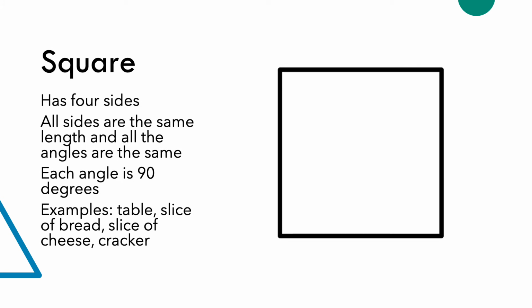This is a square. Squares have 4 sides. All sides on a square are the same length, and all the angles are the same as well. Each angle in a square is 90 degrees. Good examples of squares in real life are tables, a slice of bread, a slice of cheese, or a cracker.